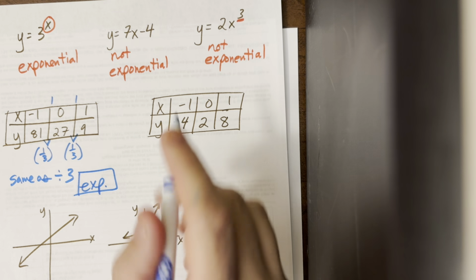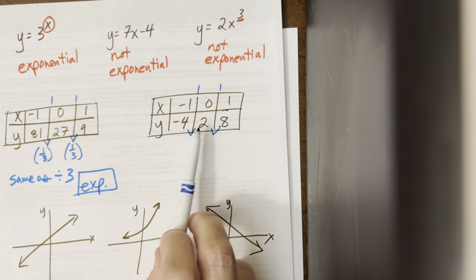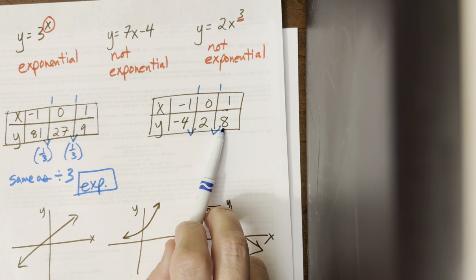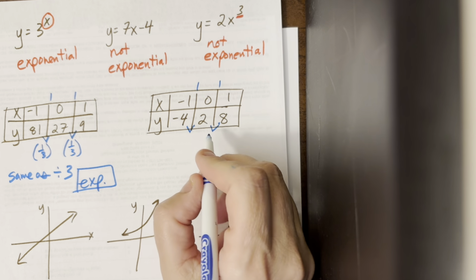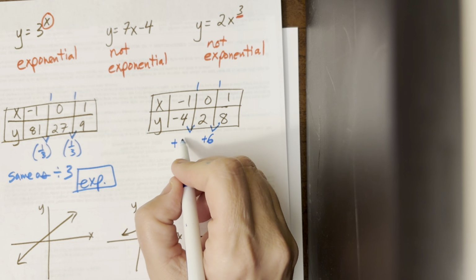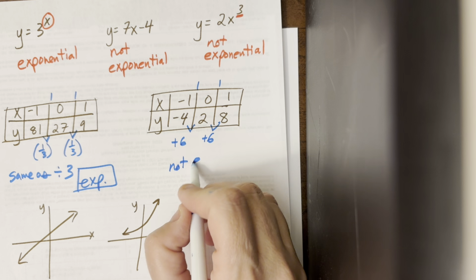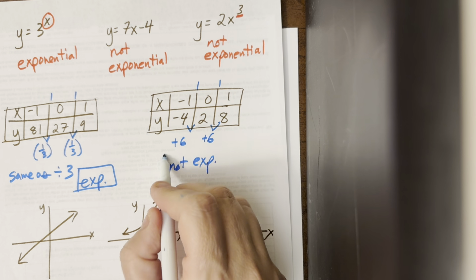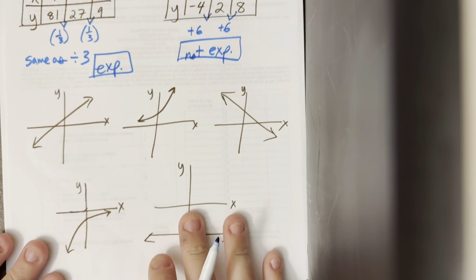In the next table, my x values are increasing by 1. And then when I look over here, it looks like they are getting larger, and it looks like it's a constant amount. To get from 2 to 8, I know that I'm adding 6. And then the same thing here, -4 plus 6 is +2. So this one is not exponential. It's actually linear, and it's got a slope of 6. All right, let's check out the graphs.